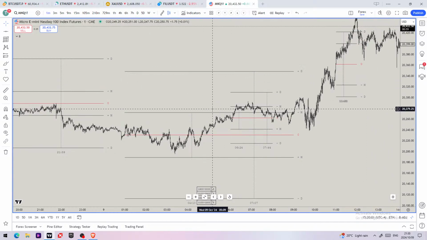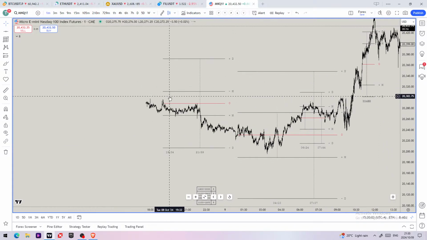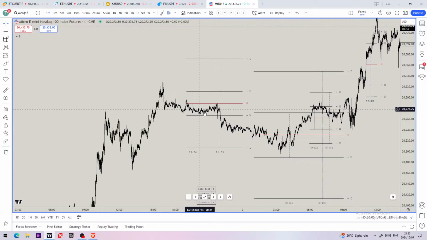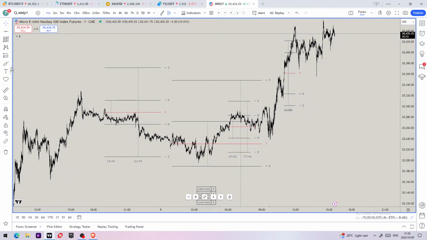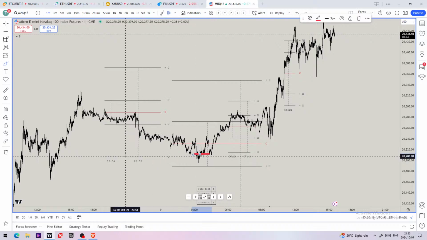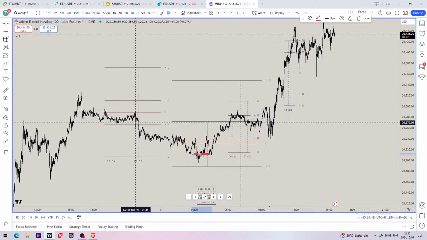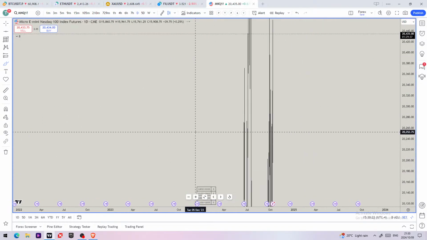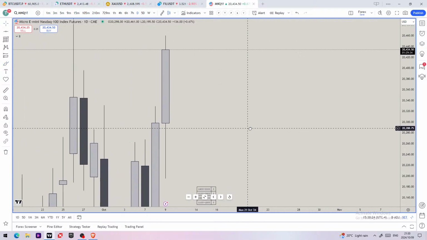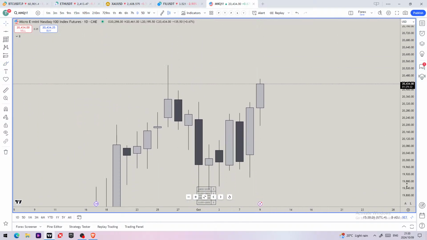Now, if you saw my post yesterday, you would see that I entered right here, all the way down here. Why? I expected the previous daily low to get taken. Let's just take a look at that really quickly.